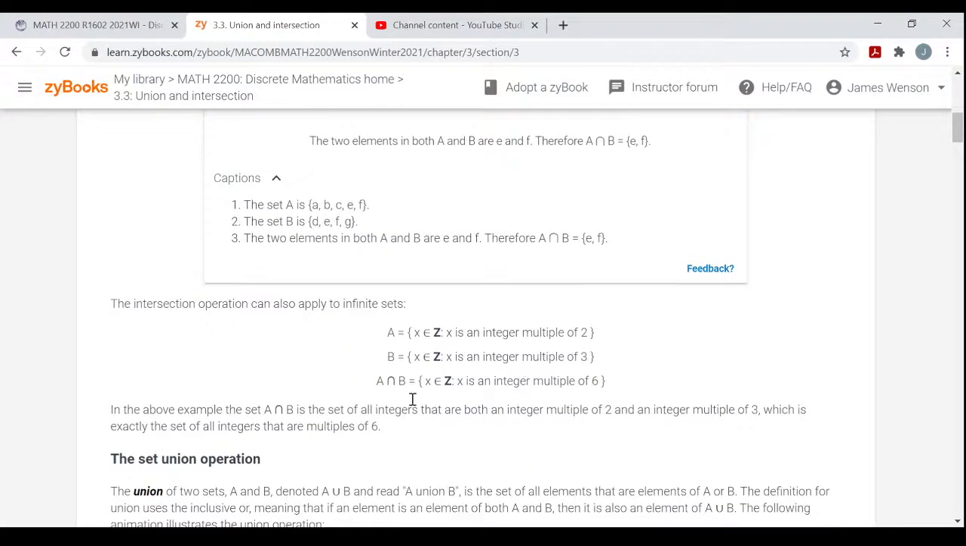And they give another example here. I'll let you read that.